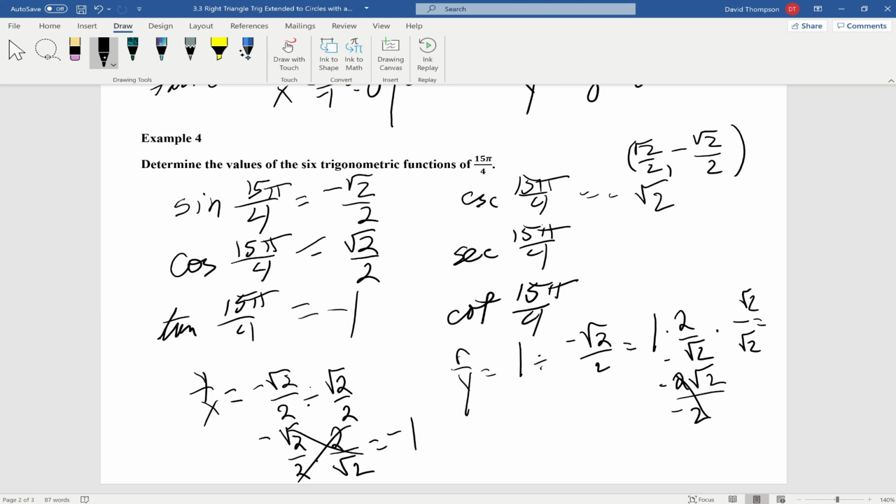Secant, same procedure. We're not going to take the time to do that. So that's going to be a positive root 2. They're almost the same. And then cotangent, when we divide them, it's also going to be negative 1. Same procedure as when we did tangent. And we are done with example 4.